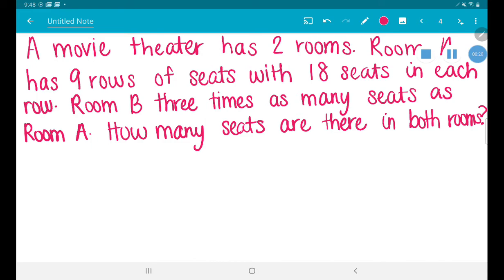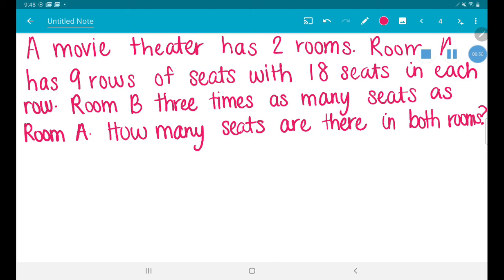A movie theater has 2 rooms. Room A has 9 rows of seats with 18 seats in each row. Room B has 3 times as many seats as room A. How many seats are there in both theaters?